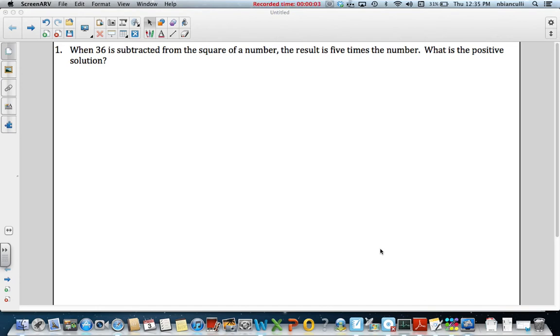Okay, so we're going to do two more word problems involving quadratics. And then you pretty much will be on your own in terms of these. You'll know what to do, or should be able to do these after we do these two.